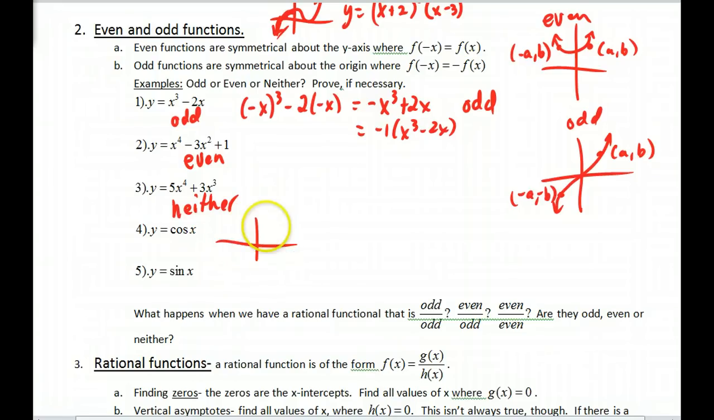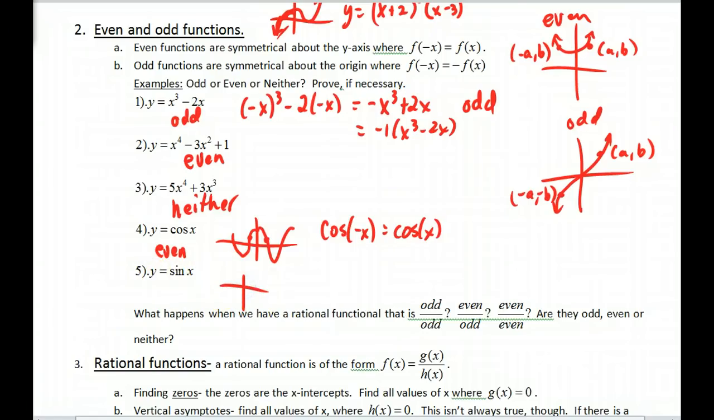Is that odd or even? Well, cosine starts high, goes like this. And if I go backwards, it goes like this. And so here's my point AB, and here's my point negative AB. So with this one, this is an even function. And so what that tells me is that the cosine of negative x is equal to the cosine of x. That will be an identity that we'll get later.